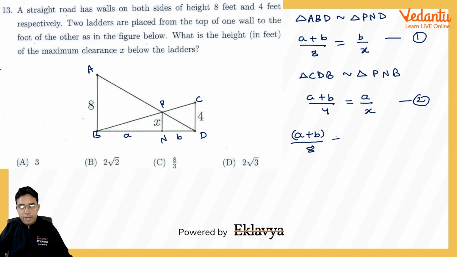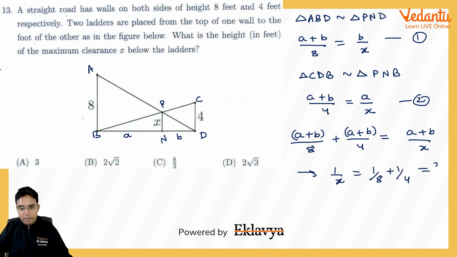So A plus B by 8 plus A plus B by 4, and on the right hand side it will be A plus B by X. A plus B we can cancel, so 1 by X we are getting to be 1 by 8 plus 1 by 4, which becomes 3 by 8. So X will be 8 by 3.